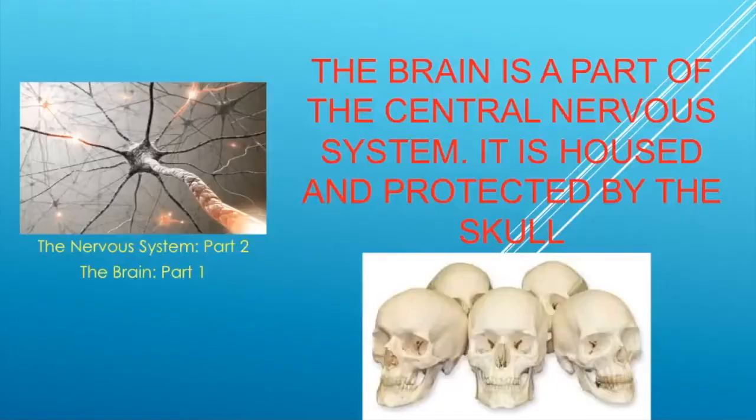This one is about the brain, and the brain is a very complicated structure, so we're at part one. So let's get started. The brain is a part of the central nervous system, as we discussed before, and it is protected and housed by a bony structure called a skull with a lot of places where nerves can come out of and communicate with the rest of the body.